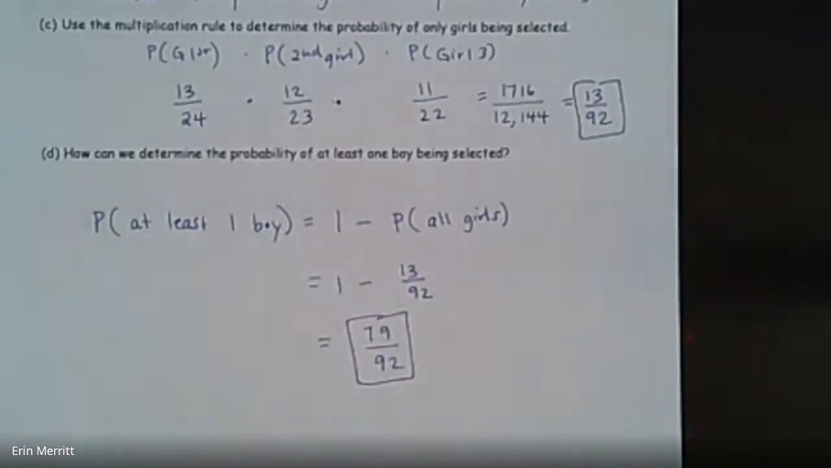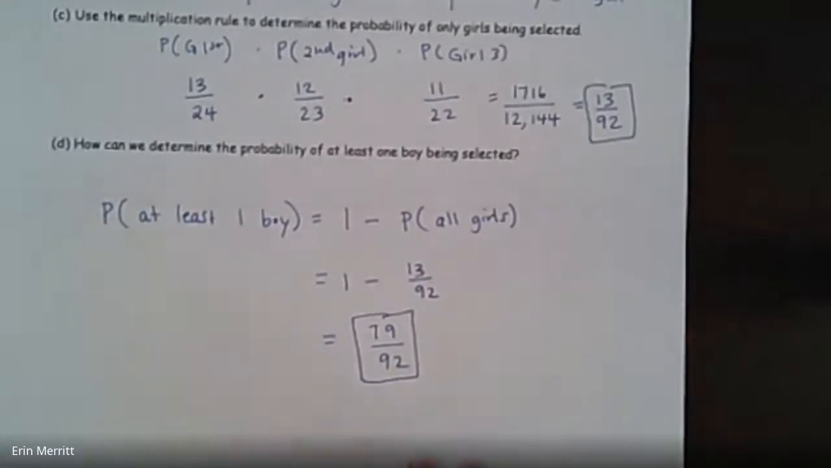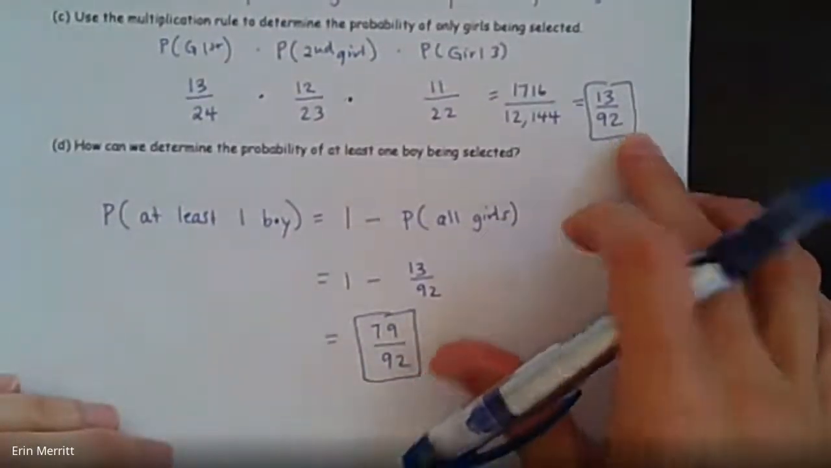There you go. So sometimes you just have to get a little crafty and think about how you would calculate this. Rather than trying to calculate all the cases where there's 1 boy and then 2 boys and 3 boys and add them all up, just take out the cases that don't have any guys in it.